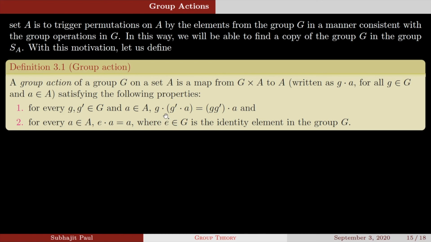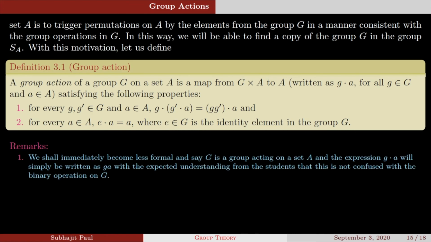Now realize this thing, that this dot is the group action of G acting on A, and the multiplication between g and g dash is the usual binary operation between the elements of the group. Okay, so the associativity property must hold. And for every element a, the identity element will act on that element to keep it as it is. So e dot a is equal to a, where e is the identity element in the group G.